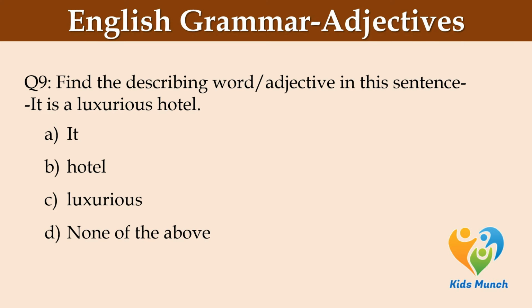Find the describing word or adjective in this sentence. It is a luxurious hotel. Option A, it. Option B, hotel. Option C, luxurious. Option D, none of the above.